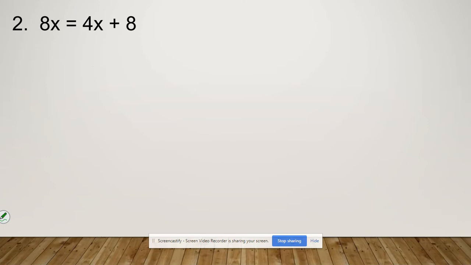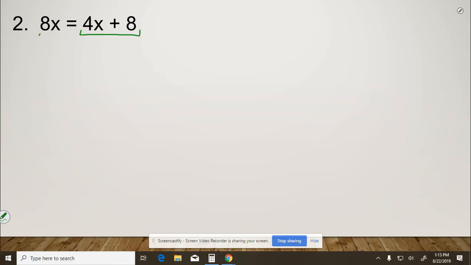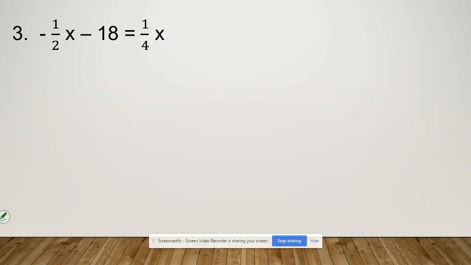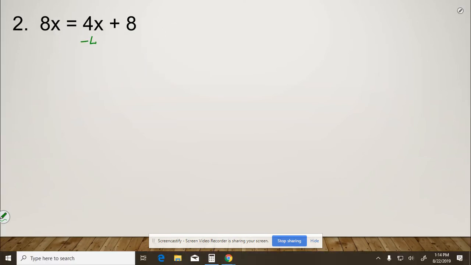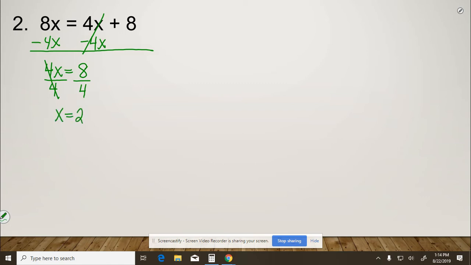All right, jumping to number 2. So now we have 8x equals 4x plus 8. Again, this side looks bigger than this side. So we're going to take from the side with two terms by combining the like terms. So if I subtract 4x on both sides, I then only have one term on each side. I get 4x equals 8. Divide by 4, and x equals 2. And there's my solution. Done.